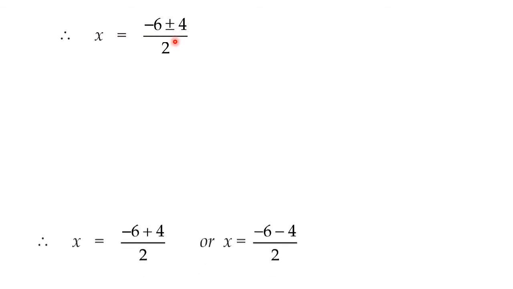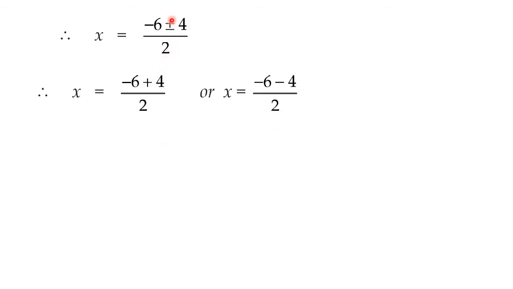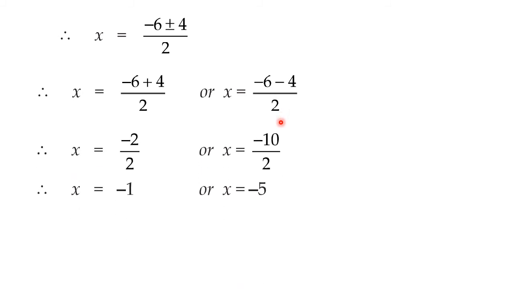So in the next step you have to just separate this sign. So x is equal to minus 6 plus 4 upon 2, or x is equal to minus 6 minus 4 upon 2. Now you can solve it. Minus 6 plus 4 you are going to get minus 2 upon 2, that is minus 1. And here minus 6 minus 4 you are going to get minus 10 upon 2, that is minus 5. So in this way we got two values of x, that is either x is equal to minus 1 or x is equal to minus 5.